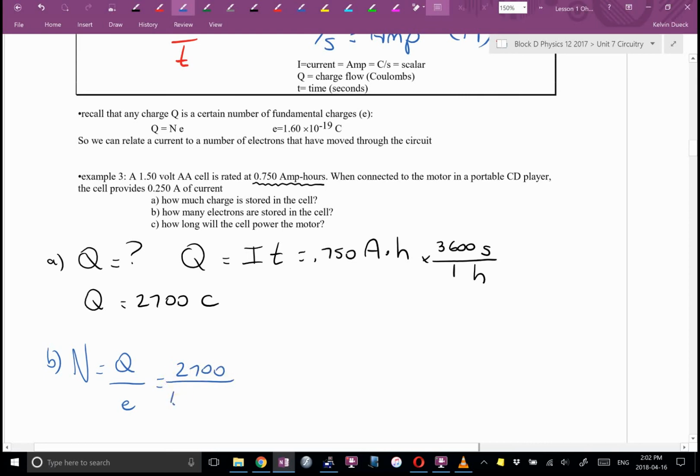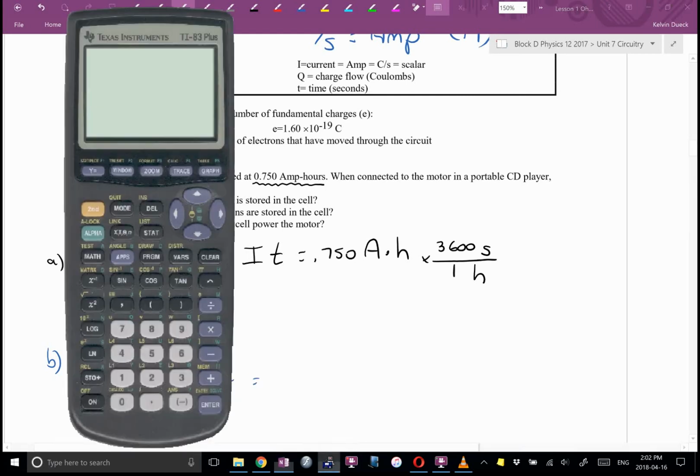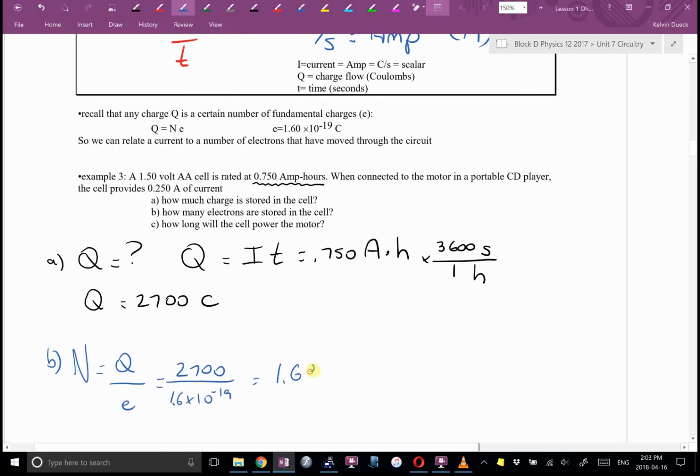I don't want to say it's a negative number. I want a positive number of electrons. 1.6 times 10 to negative 19. How many electrons do I have available? 1.6875 times 10 to 22. I'll go 1.69 times 10 to 22. And I guess the units would just be electrons.